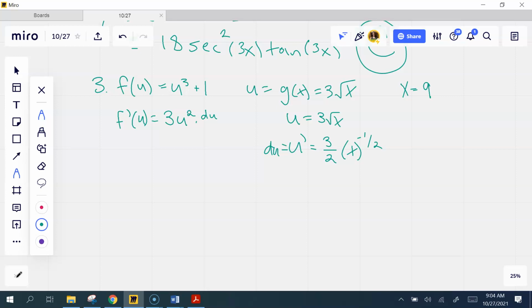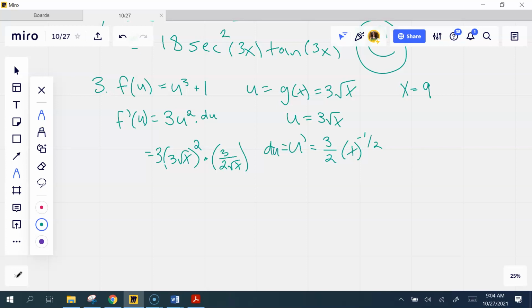I got that for the derivative. Okay, so then I just plugged everything in. I made it 3 times 3 root x squared times 3 over 2. And I just put the root x in the bottom to make it easier. And then I plugged in 3 for everything.